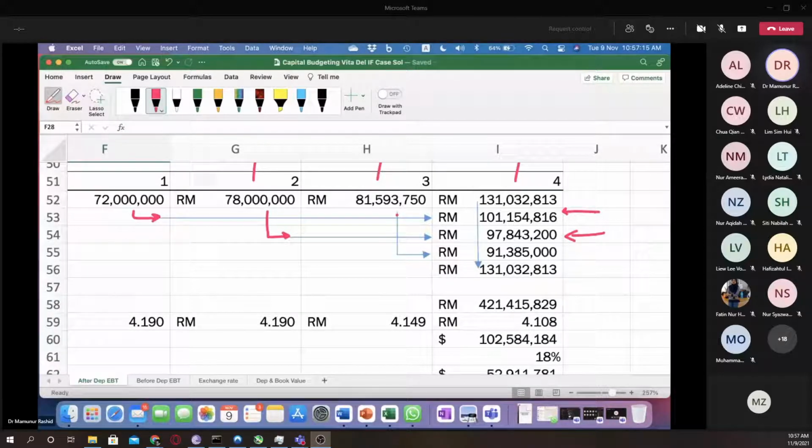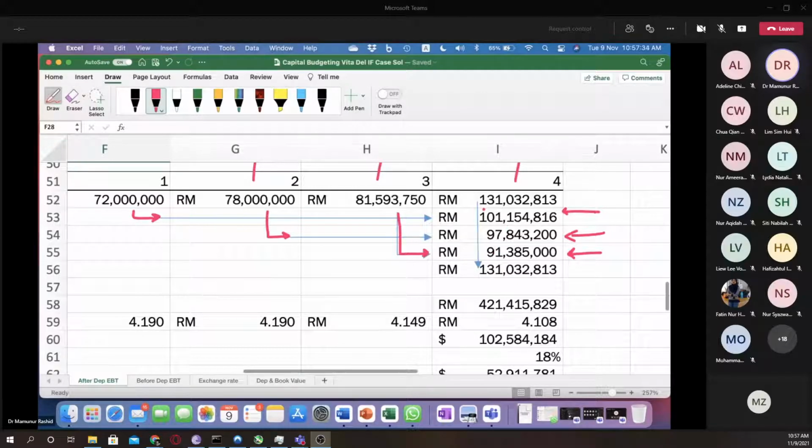And then the third year you have 81.593 million, which you are investing for 1 year. Okay, year 3 and year 4, you are investing for 1 year. Later, you can check the equation, how it is calculated. And this one investing for 1 year at 12% rate, it will be 91.385 million, right? So these are the three.